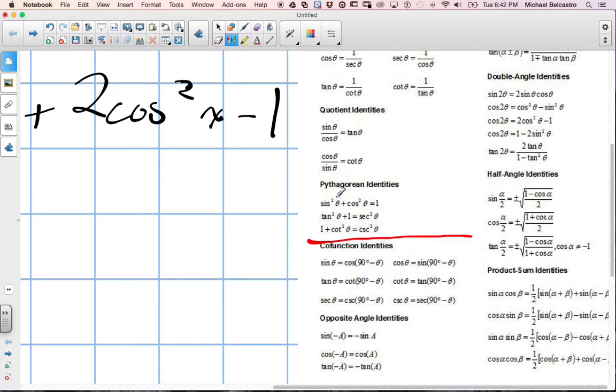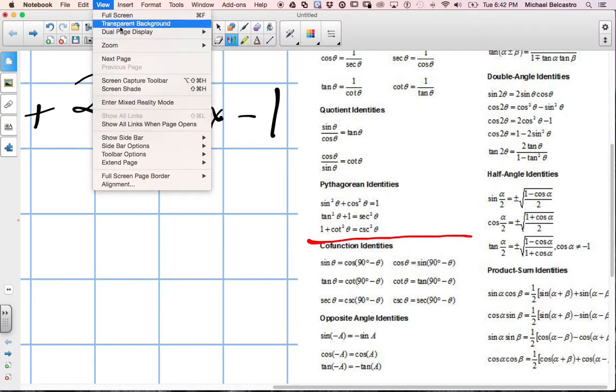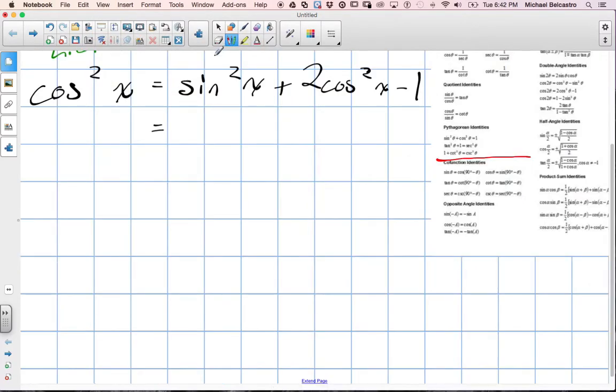Okay, so we have sine squared x plus cos squared x equals 1. That's probably going to be the one we're going to be working with this whole time. Let's go back to page 1. Okay, good. I'll write it here so it's easy to read: sine squared x plus cos squared x equals 1.